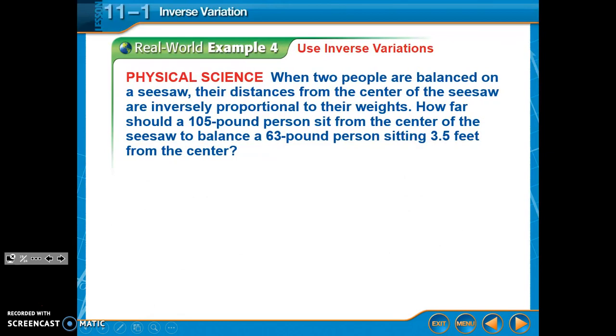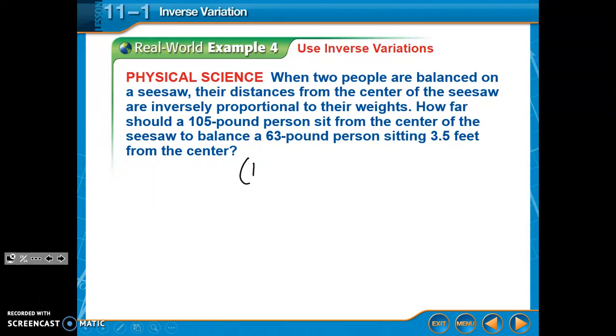Okay, when two people are balanced on a seesaw, their distance from the center of the seesaw are inversely proportional to their weights. How far should a 105-pound person sit from the center of the seesaw to balance a 63-pound person sitting 3.5 feet from the center? So again, we want to use this with those points.